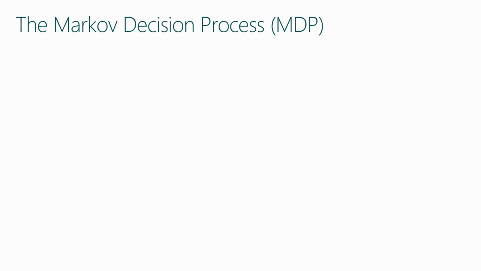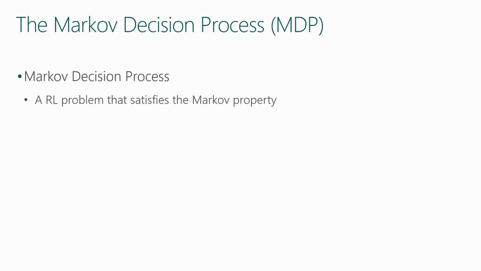Let's talk about the Markov decision process. A Markov decision process is just a reinforcement learning problem that satisfies the Markov property. So they have a state that satisfies the Markov property. And we usually talk about finite MDPs. A finite MDP means that its members, the states, actions, and rewards, are all finite.